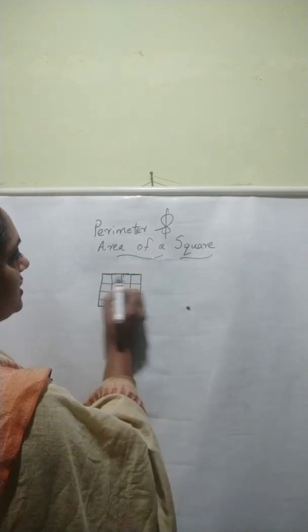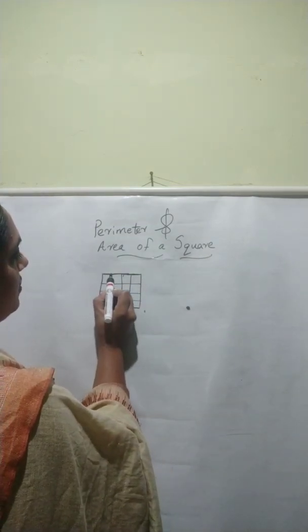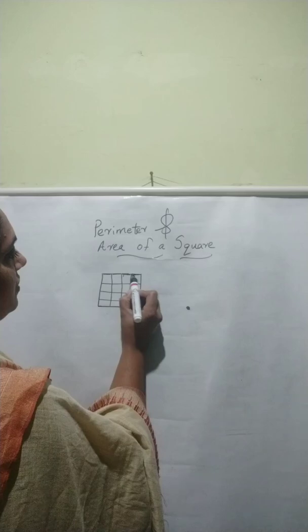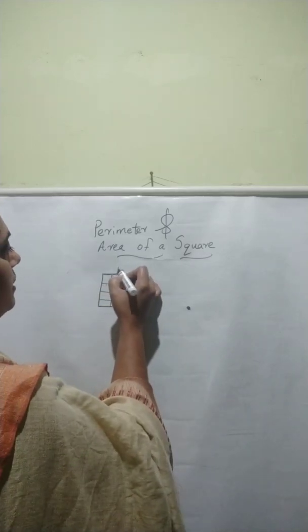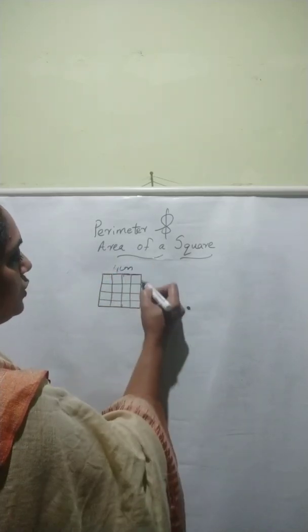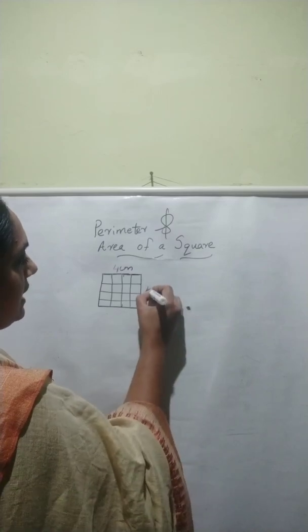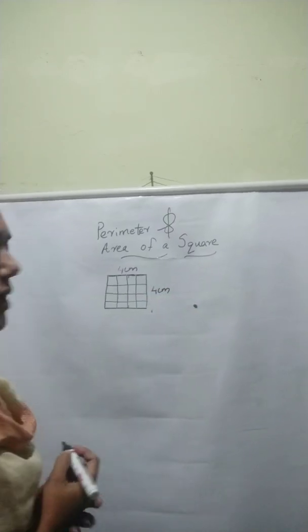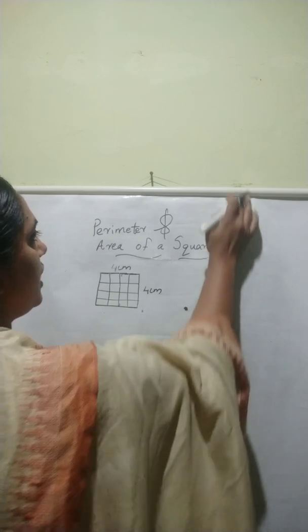My dear children, today we will study area and perimeter of a square. We know that for a square, all sides are equal in length. That is, if one side is 4 centimeter, then all sides are 4 centimeter. That is the specialty of a square. All sides are equal in length.